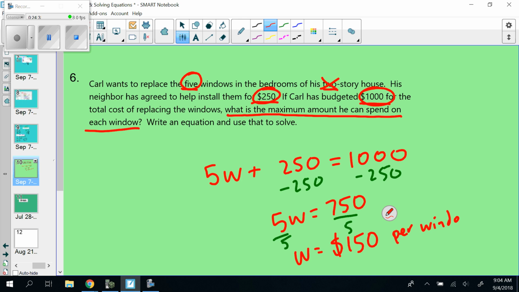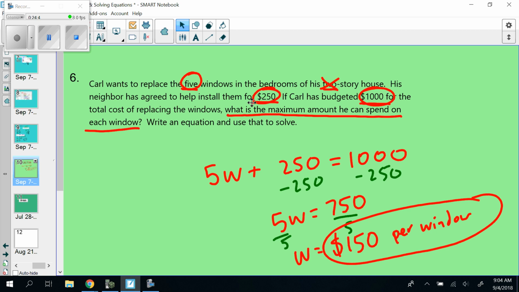So that's an example of some solving of an equation. All right, try the practice on your own.